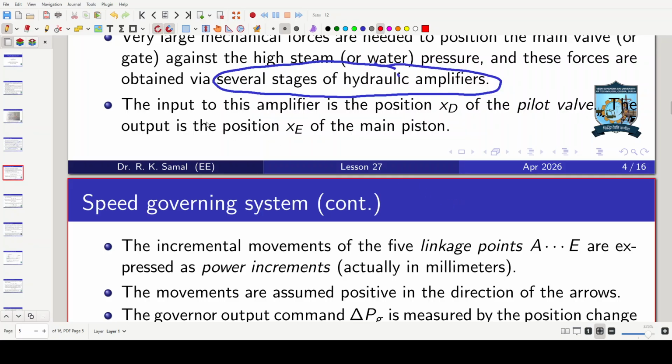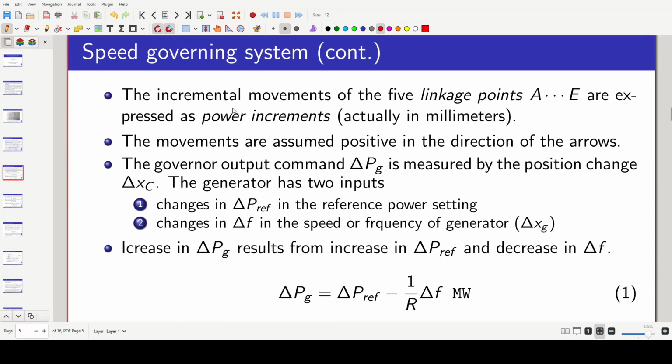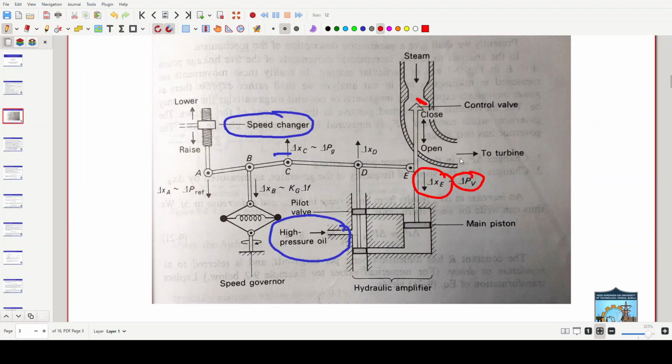The input to this amplifier is the position of the pilot valve. So there is another valve known as the pilot valve. The output is the main piston. The incremental movements of the 5 linkage points A to E are expressed as power increments, actually in millimeters. Say for example, when the turbine speed is low, this will go down. So this is the raise signal, that means raise the input to the steam.